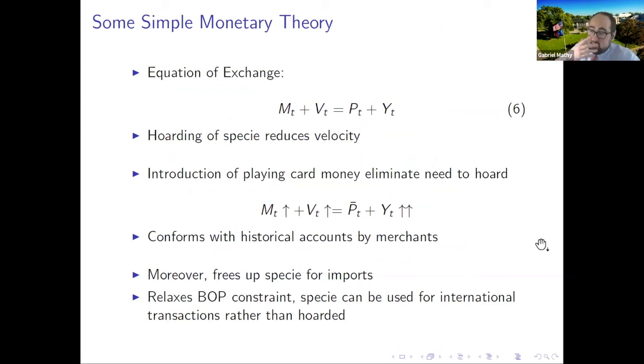It would make sense actually, if we think about an equation of exchange, that you don't have to hoard specie anymore. So now you have a lot more transactions. It's great for the merchants because they can always find people to pay with this paper money. And so it seems to have been economically stimulative by introducing this money because it's going to grease the wheels of commerce. And then, of course, it frees up specie for imports. So it's going to relax this balance of payments constraint.